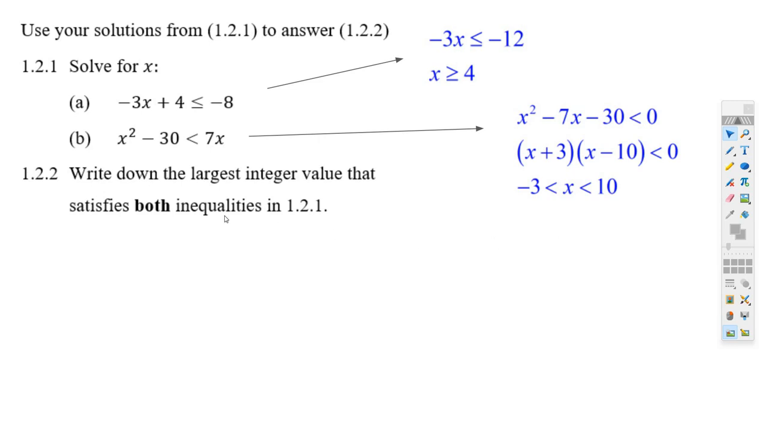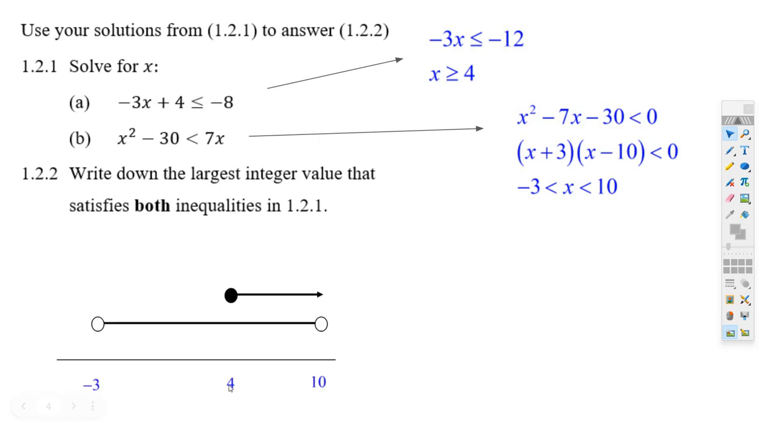And now we're going to use these two solution sets to figure out the largest integer that works for both. Well, I like to draw a picture. Here's the picture. There's greater than or equal to 4. See how I made it solid? And there's the set. That's everything in between minus 3 and 10, but not including 10 and minus 3. And that's important.